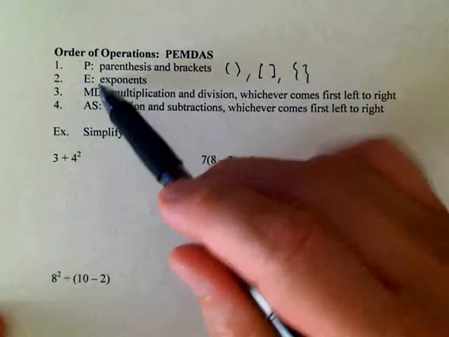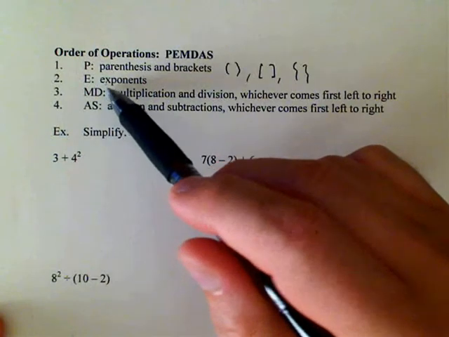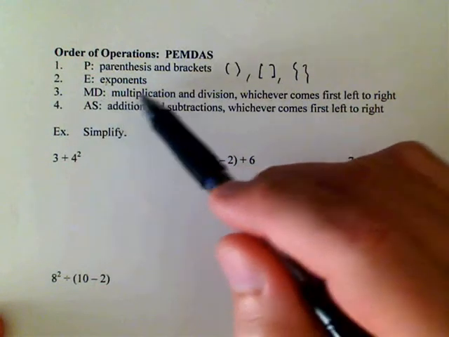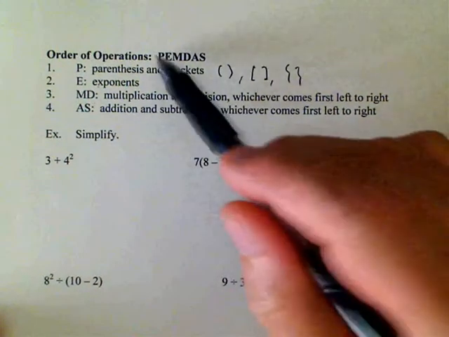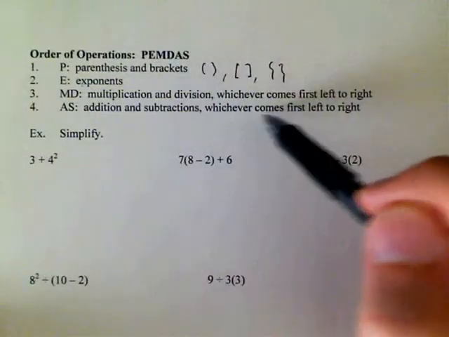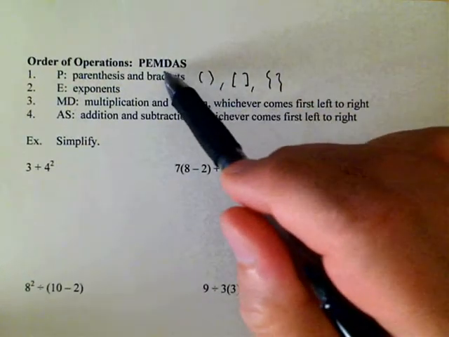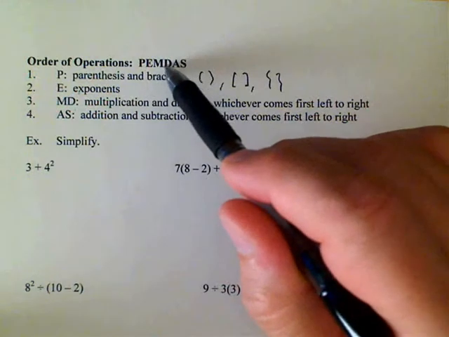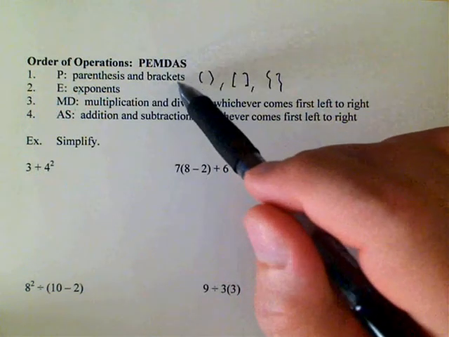The E represents the exponents. That's just what we got done covering. The M and the D represent multiplication and division. Here's where this isn't true. It's whichever comes first, left or right. So this PEMDAS could be PEDMAS. The D could come before the M. It just depends whichever comes first, left or right.